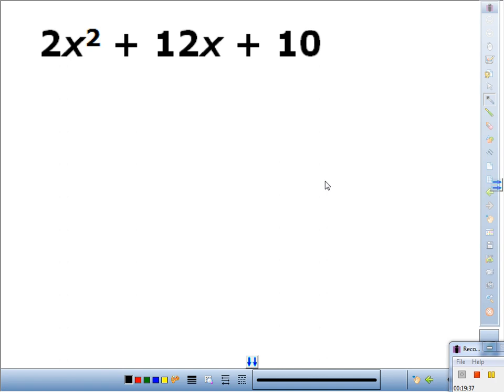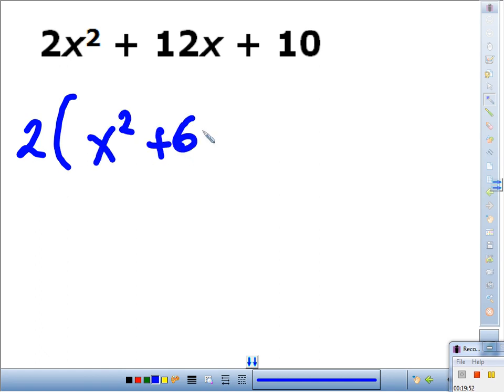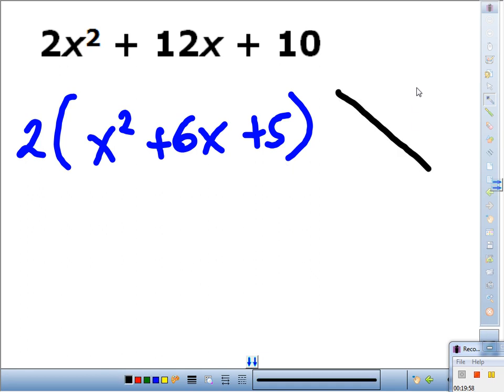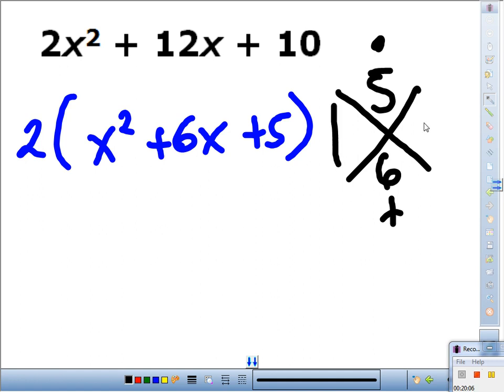Is it in standard form? Does it have a GCF? Yeah, it does. It's a 2. We're left with x squared plus 6x plus 5. Therefore, Power Rangers. 5, 6. Factors of 5 that add up to 6: 1 and 5. Let's rewrite this.